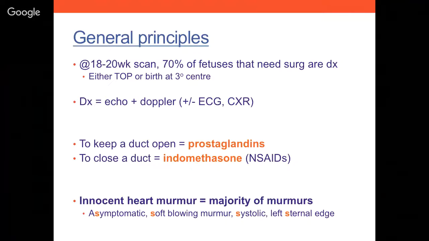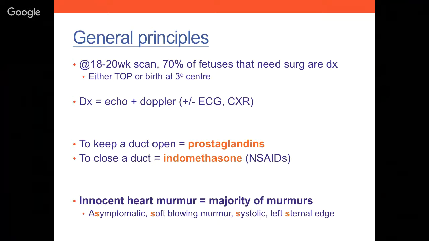Cool. So the general principle of congenital heart defects is that the overwhelming majority, 70% of all cardiac defects, are picked up at the booking scan. So at the general scan they're picked up, and whoever needs surgery generally knows pretty quickly. If you know there's something wrong with the fetal heart, you can do one of two things. You can have a termination, or you can have a birth at a tertiary center. So if you're out rurally, for example, you'll say, maybe you're going to need to go to Monash or something to have your baby. In general, the diagnosis in babies is an echo and a Doppler.